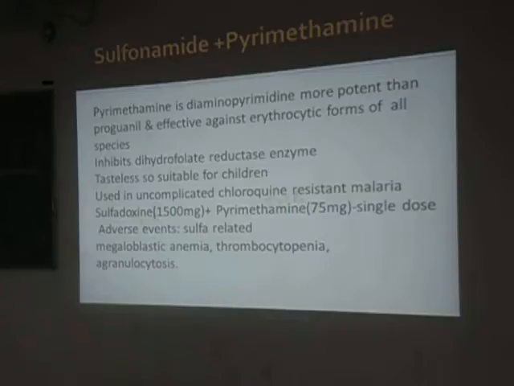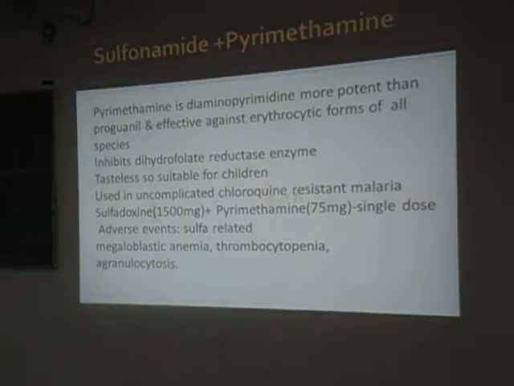Previously, once chloroquine resistance was found, before the advent of artemisinin derivatives, the next choice was sulfamethoxazole, a sulfonamide, with pyrimethamine. Sulfamethoxazole, why? Because it is longer acting among the sulfonamides. Sequential blockade, we get it, and they are effective against the erythrocytic forms. Pyrimethamine is a diamino-pyrimidine. It inhibits the dihydrofolate reductase enzyme.